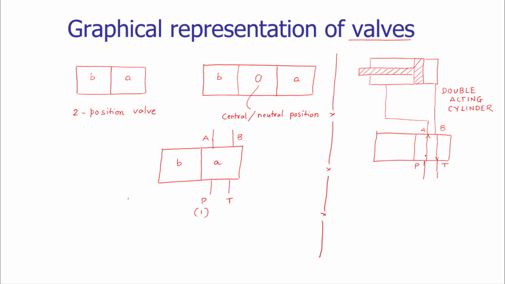But the valve is operating on what actuation? So this particular position has been maintained by a spring. Spring is designated by using zigzag lines. So these zigzag lines are representing the spring. The spring is controlling this particular position. This is the normal position of this particular valve.